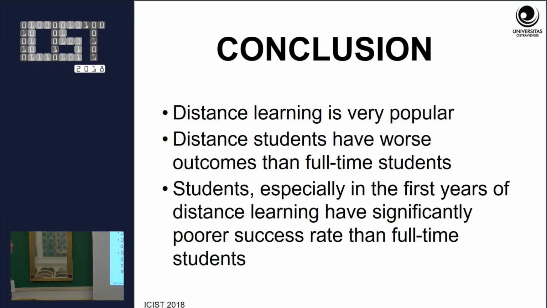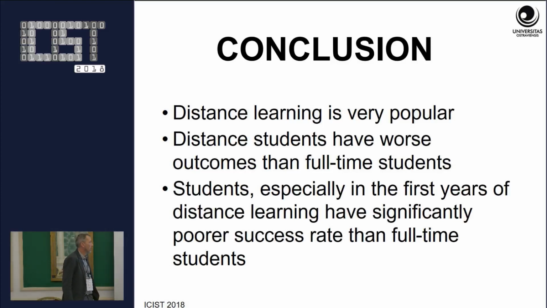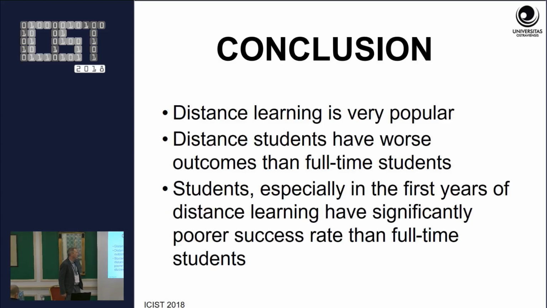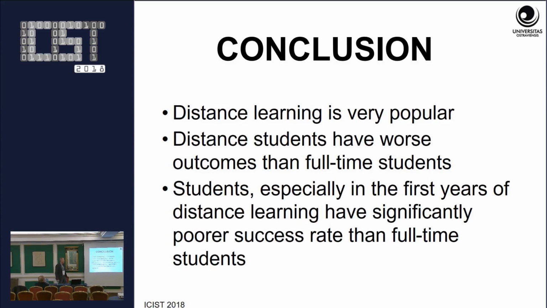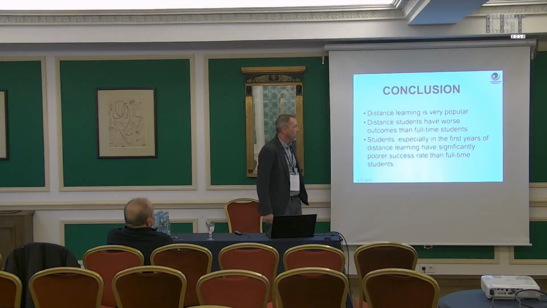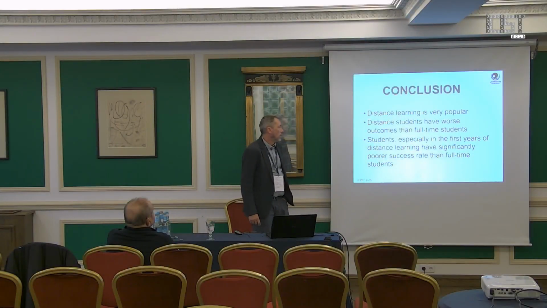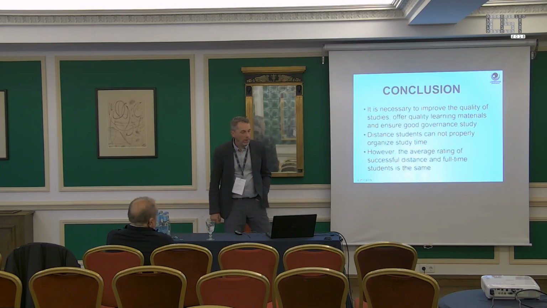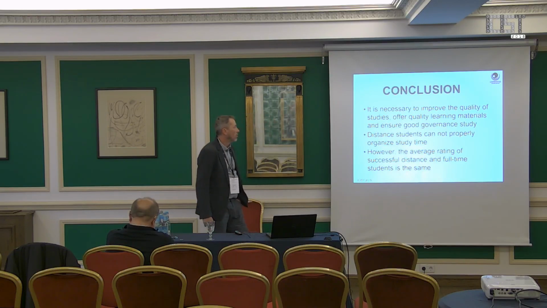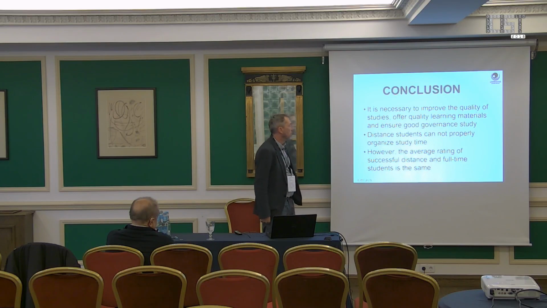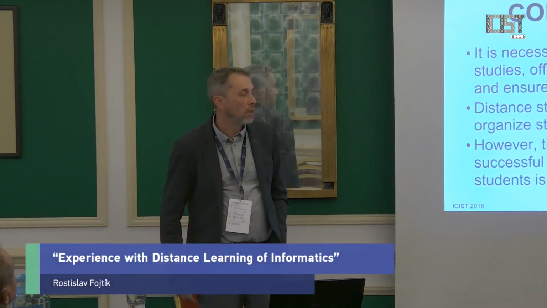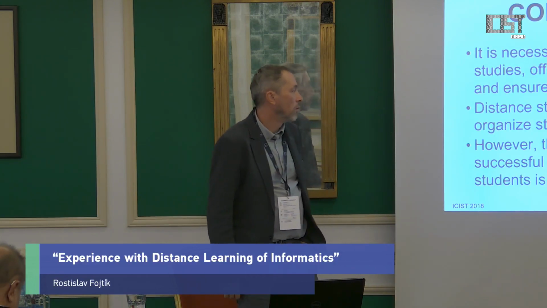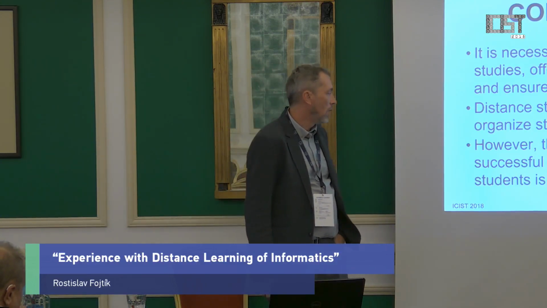Conclusion: distance learning is now very popular, but it created new problems. Distance students have worse outcomes than full-time students, especially in first years and first semester. Because it's necessary to improve the quality of studies, offer quality learning materials, and ensure good governance study. Distance students cannot properly organize study time, however, the average rating of successful distance and full-time students is the same.